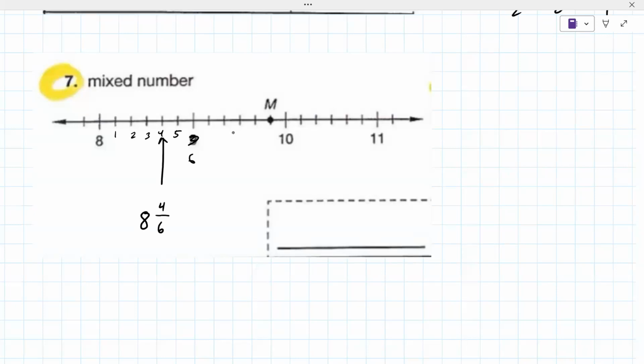Where did the 8 come from? It came from the whole number. And where did the 4 come from? The fraction. It's the 4th tick mark. These are ticks. And then 6, I'm telling you, there's always one more than however many are in here. Like you include the last one.